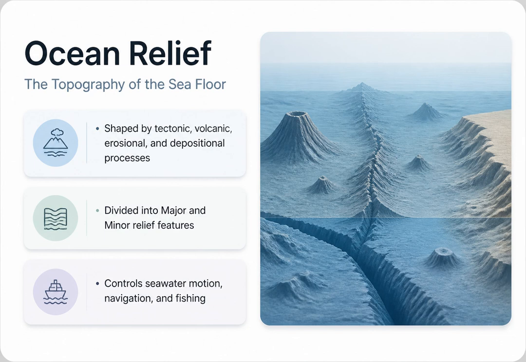It is shaped by a combination of tectonic plate movements, volcanic eruptions, and the slow but steady forces of erosion and deposition. Understanding this underwater topography is crucial because these physical features actually control how seawater moves, which in turn affects global climate, marine navigation, and where we find the best fishing grounds.